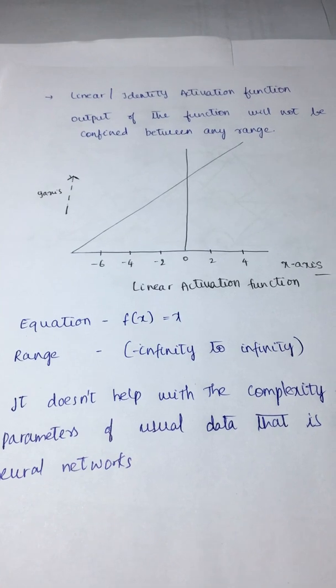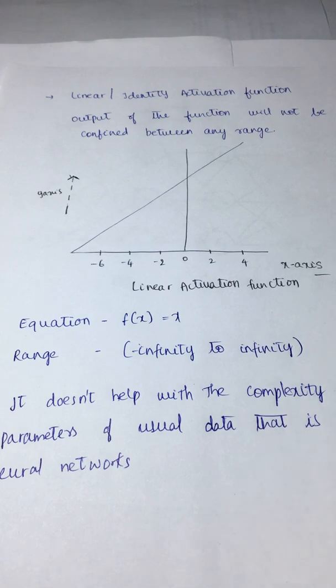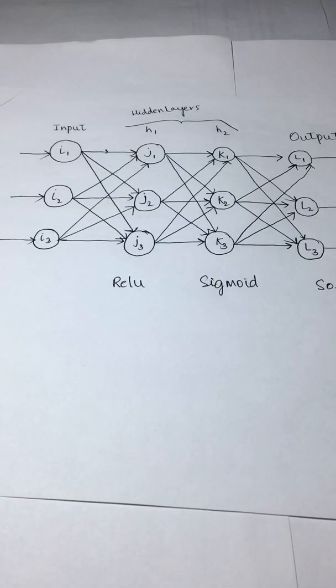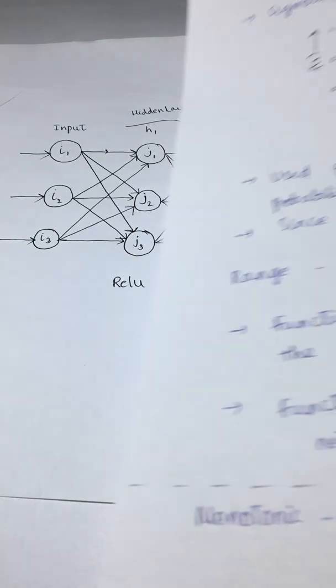One major drawback is that it does not add any non-linearity to the neural net, mainly because it's more or less an extension of your linear model, right? So I think that's why this is not majorly used anywhere. Coming to non-linear activation functions, these are the ones which are actually used a lot.